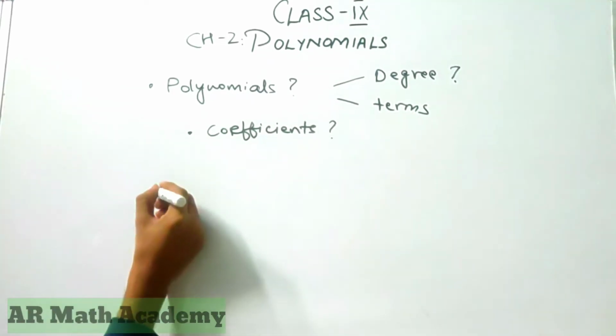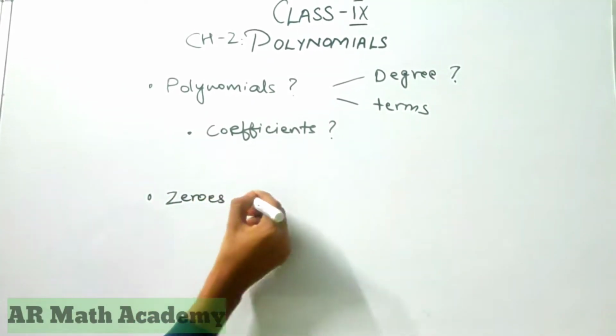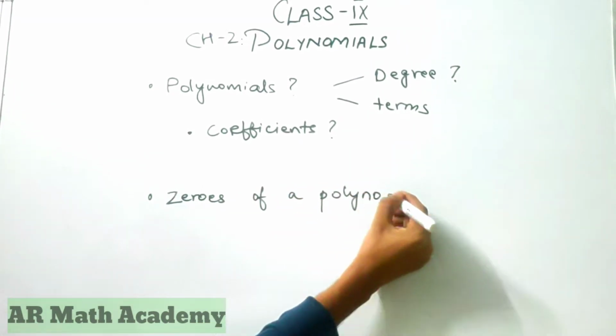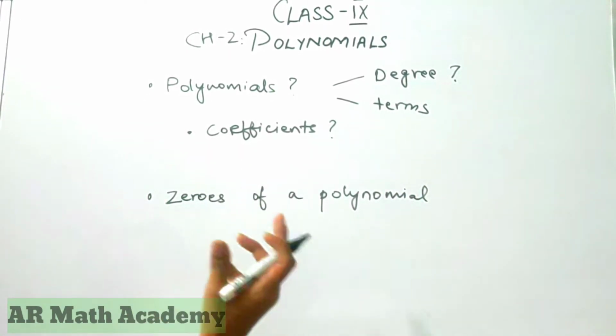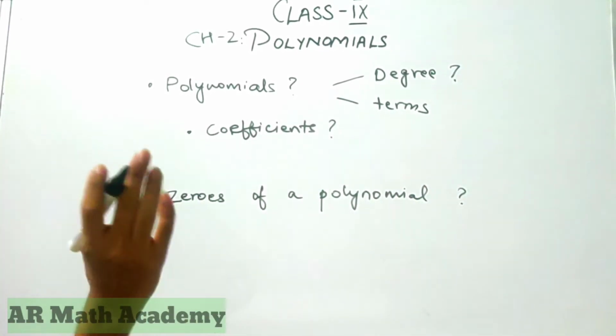And then the next concept would be zeros of a polynomial. Here we'll be dealing with what the zeros of a polynomial are, like what are the numbers which represent the zero of a polynomial, and what this concept is basically. So zeros of a polynomial will be our next concept.